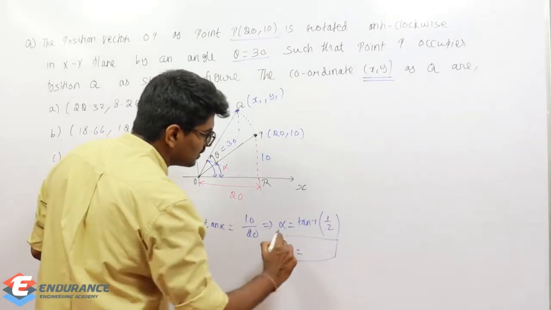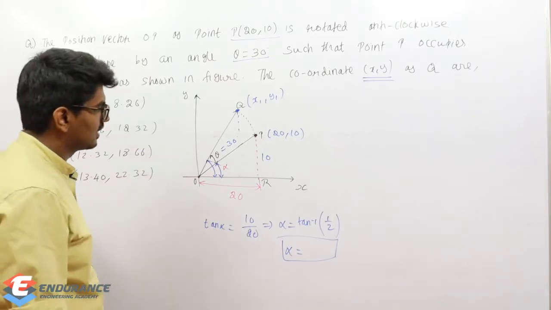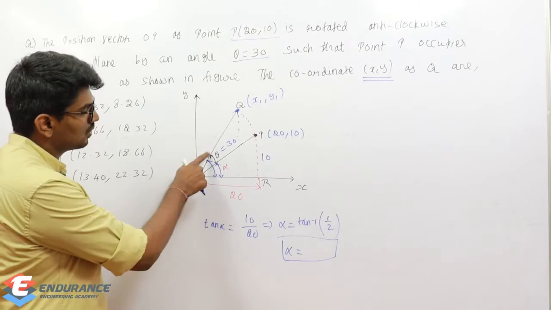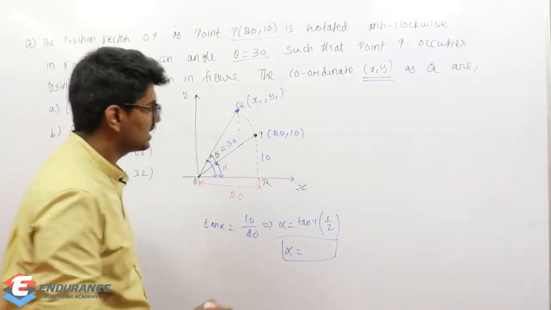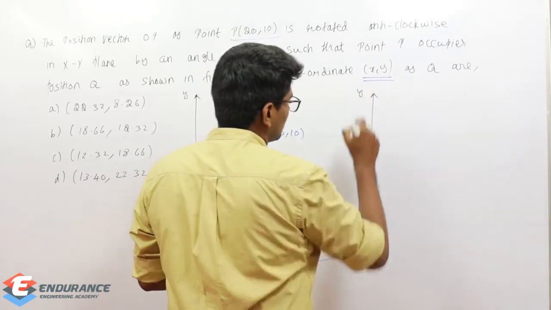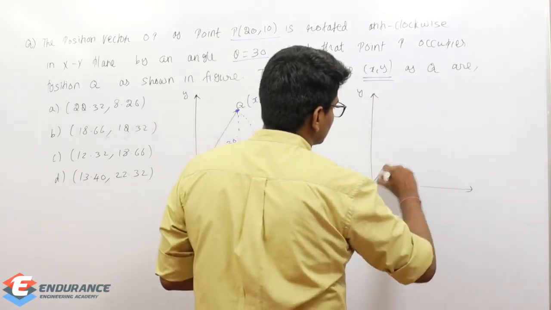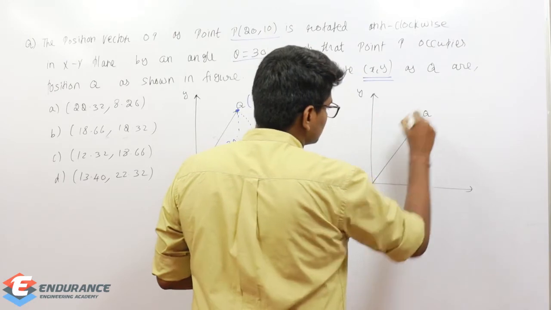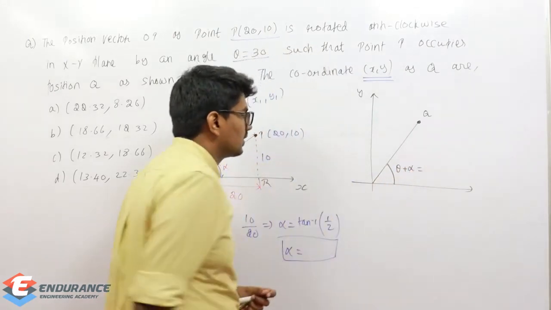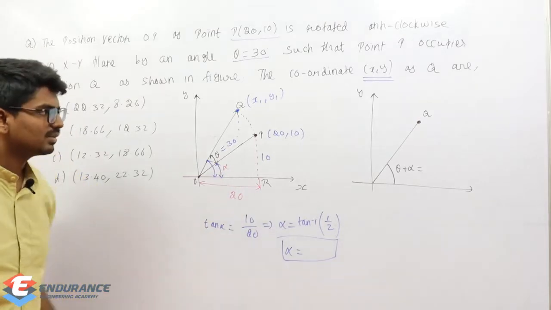So from this I can find out alpha. Let me give you the value later. You can use your calculator for finding it also. So we determined alpha. So this total angle is going to be theta plus alpha, right? Let me draw the diagram again here. So this is the y-axis, this is the x-axis, this is our Q. This angle is going to be theta plus alpha. Theta is 30 degree, and alpha I can determine from here.